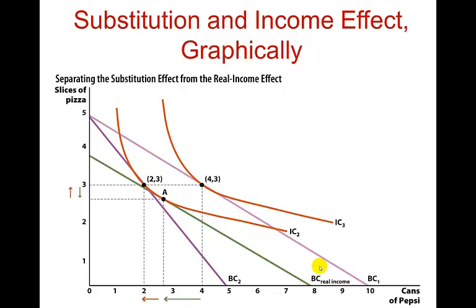The movement from point A to the end consumption bundle of 2 Pepsis and 3 pizzas shows the substitution effect. So what we're doing is basically holding our purchasing power constant, holding our utility constant, and rotating our budget constraint from the green budget constraint to budget constraint 2. So this says when prices change, how do we reallocate consumption to keep our happiness constant?